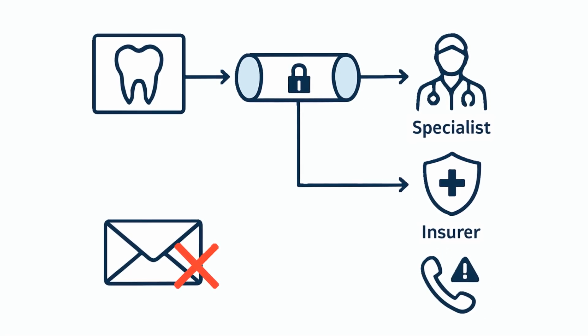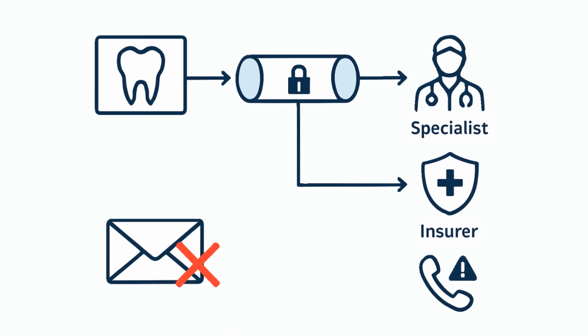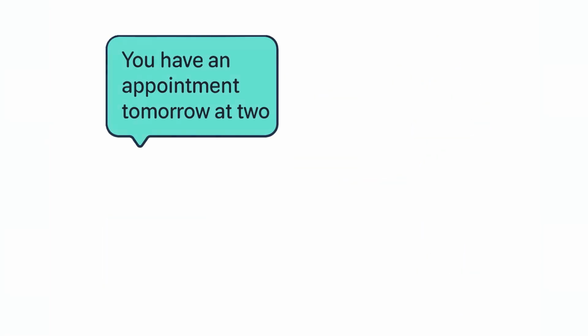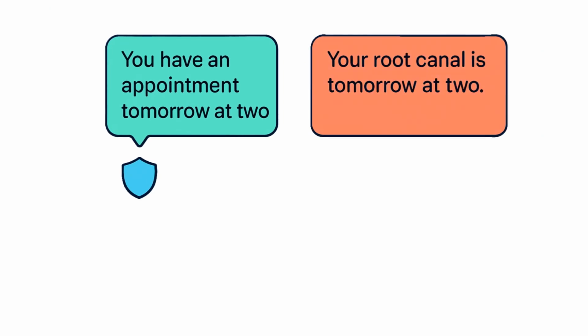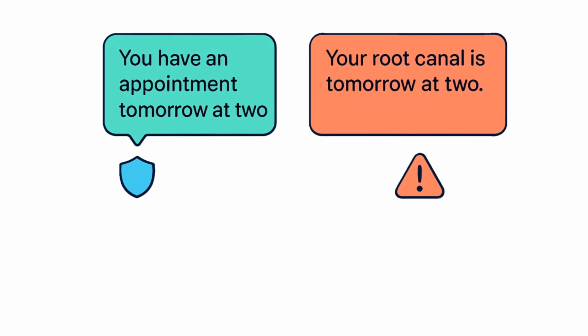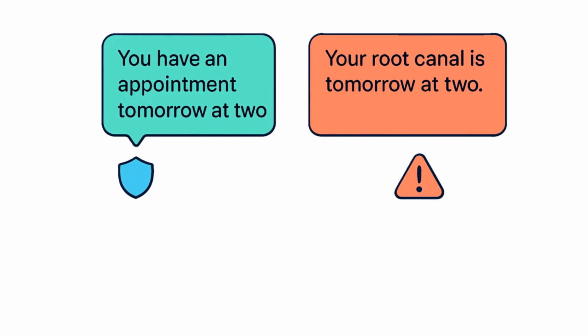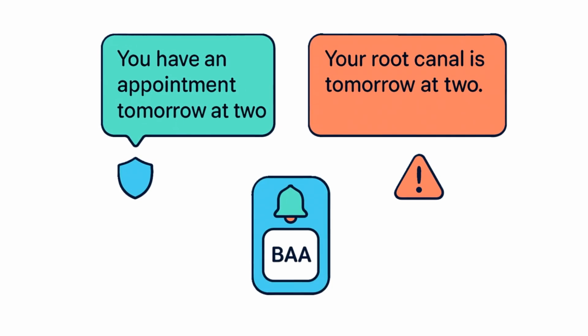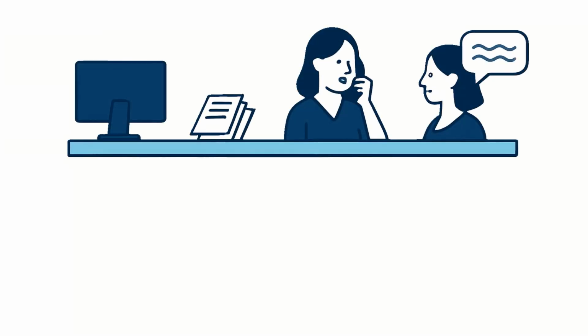Patient communication is another common trouble spot. Yes, you can text appointment reminders, but the message should contain as little sensitive detail as possible. "You have an appointment tomorrow at 2" is safer than "Your root canal is tomorrow at 2." The same principle applies to voicemail and email. Keep it minimal, keep it secure, and if a third-party reminder platform handles patient data, make sure a BAA is in place.